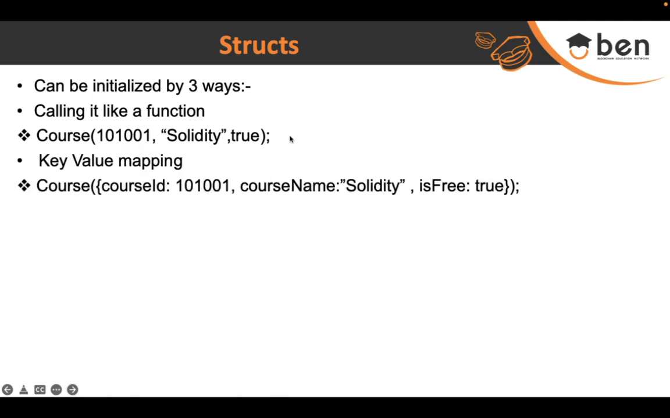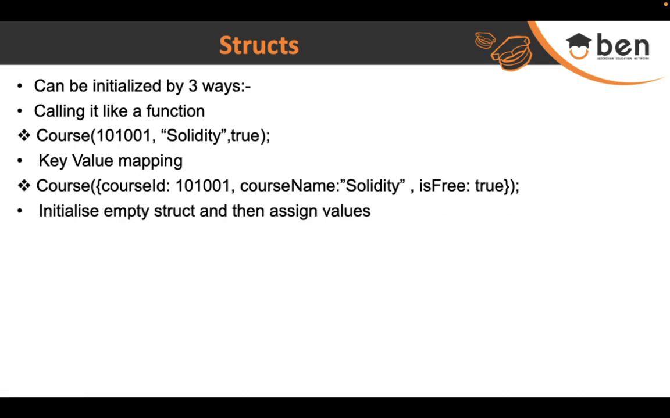Second is key value mapping. Here it's more readable. Obviously this is more time consuming, but in case you want to make your code more readable, this makes more sense, where you mention the key, then put a colon, and then put the value in curly brackets. This is known as key value mapping. This is like a JSON structure, if you have worked with JSON objects. So this is similar to that. This is to make the code more readable, in case your code is to be dealt with by people who want more readability, then you can use this kind of coding.